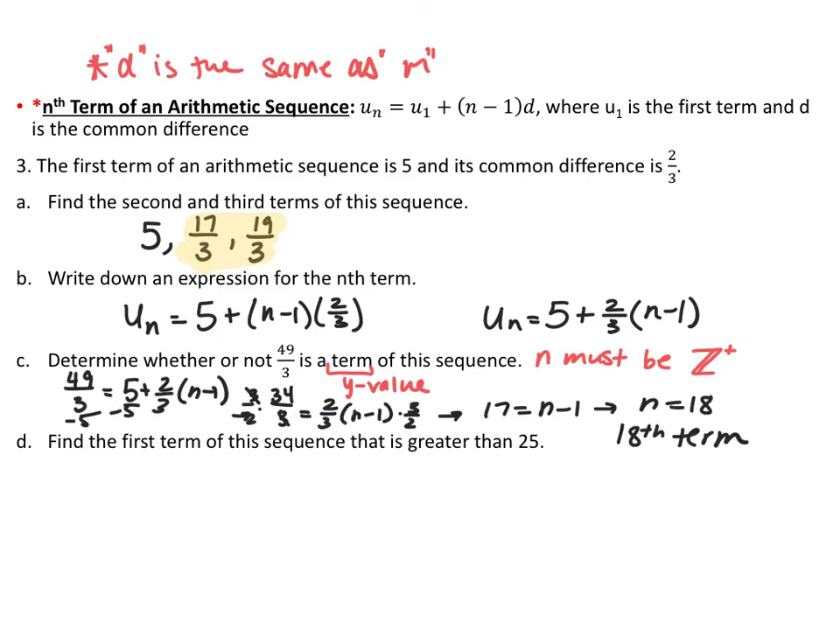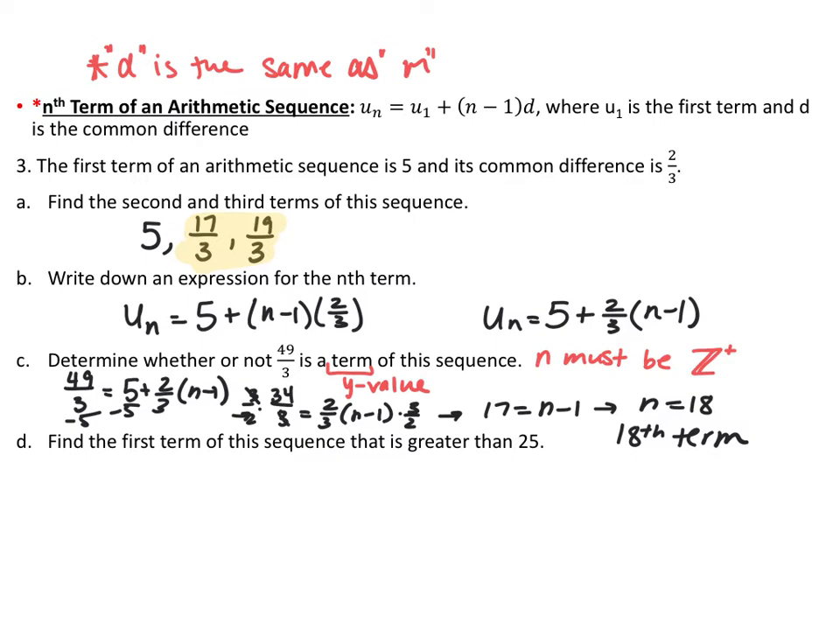So if you plug in 49/3 for u sub n and then solve for n, subtract 5 from both sides, you get 34/3 equals 2/3 (n minus 1). So then I multiplied by 3/2 to cancel off the 2/3, and you end up with 17 equals n minus 1, so n is equal to 18. Because this is a positive integer, that means that the 18th term in the sequence is 49/3. So yes, it is a term in the sequence.